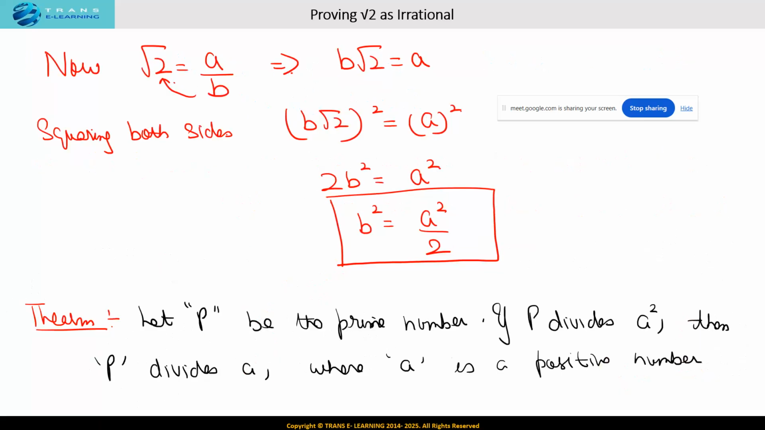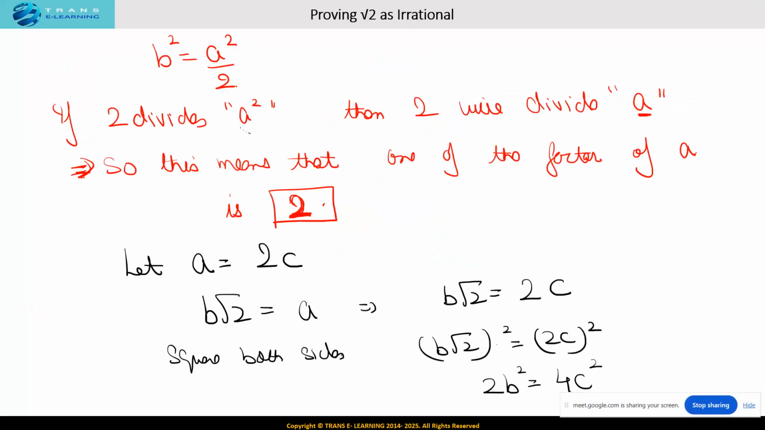So we have taken root 2 is equal to a upon b. b root 2 is equal to a. We are squaring both sides. So b square is equal to a square upon 2. Now, as per the theorem, if p is a prime number and p divides a square, then p will divide a. We have b square equals a square upon 2. That means if 2 divides a square, then 2 will divide a. So one of the factors of a is 2.